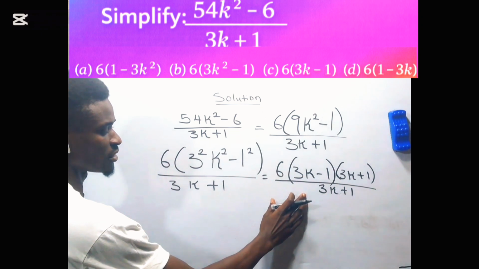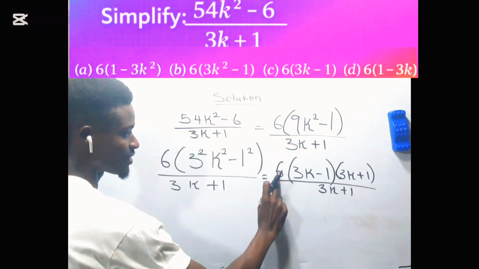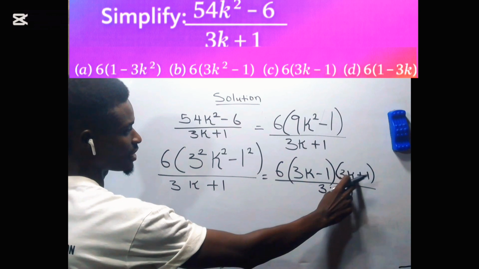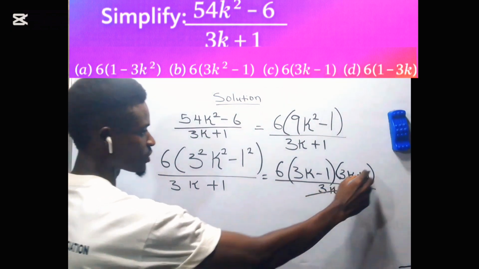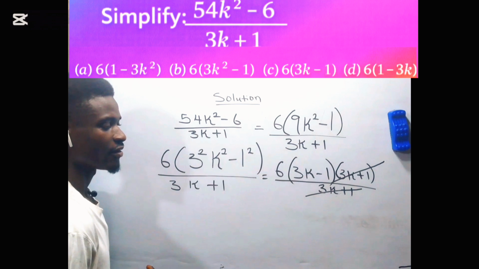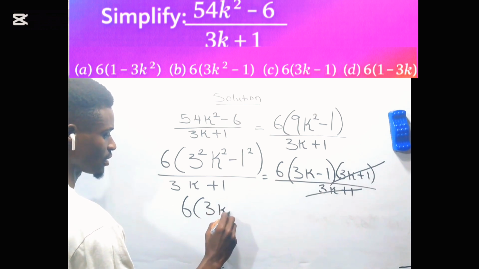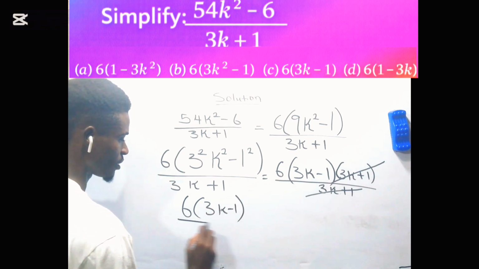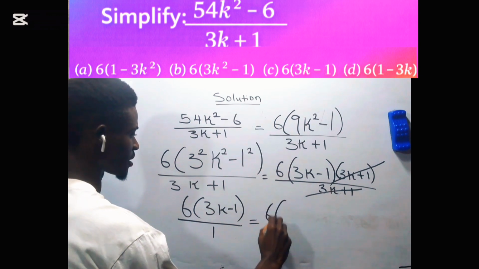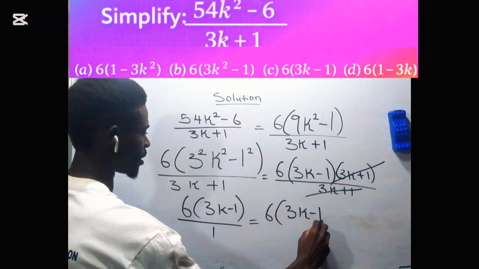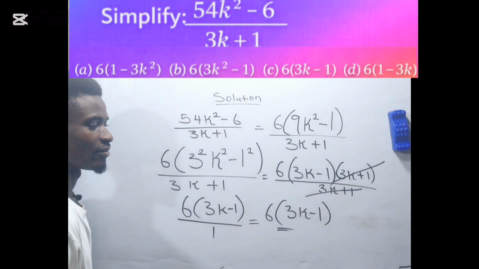So look at the numerator and the denominator. We have common terms, or we have numbers that we can divide. At the numerator, we have 6 times 3k minus 1 times 3k plus 1 over 3k plus 1, which means 3k plus 1 from the denominator can cancel 3k plus 1 from the numerator. Then we'll be left with 6 open bracket 3k minus 1 over 1, divided by 1, that's 1, which gives our final answer to be 6 open bracket 3k minus 1, which is option C from the question.